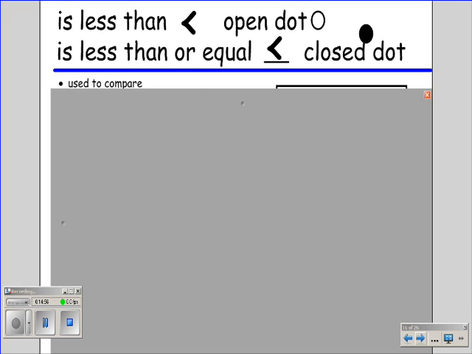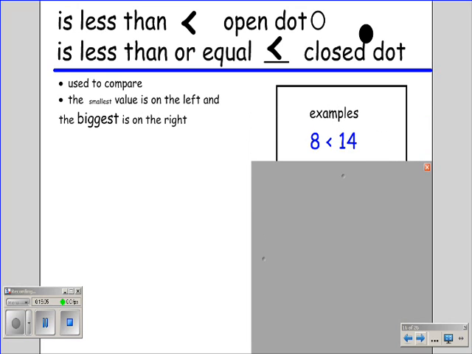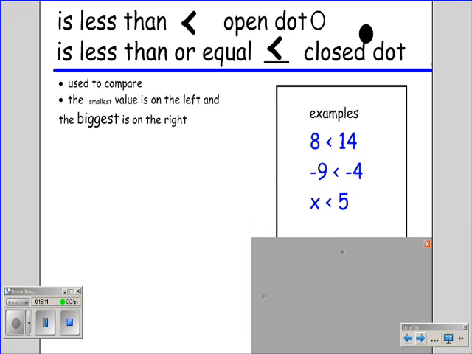So once again, this is used to compare two given values. The smaller value will be on the left and the bigger value will be on the right. Some examples: 8 is less than 14, -9 is less than -4, and x is less than 5.